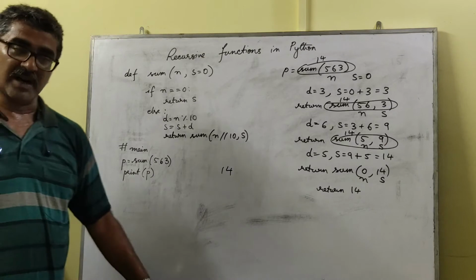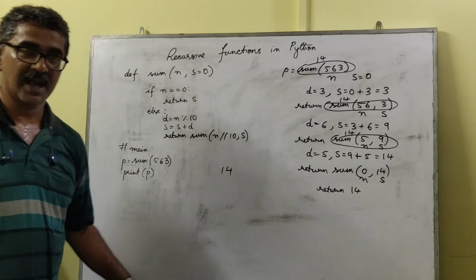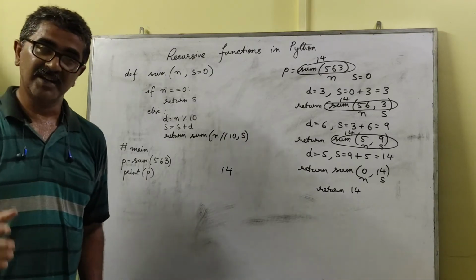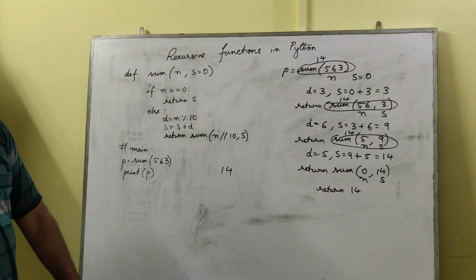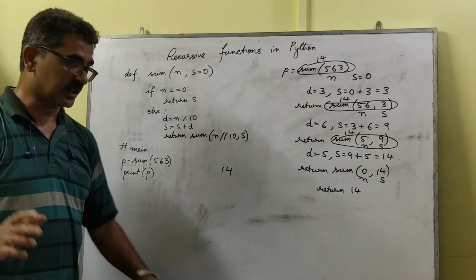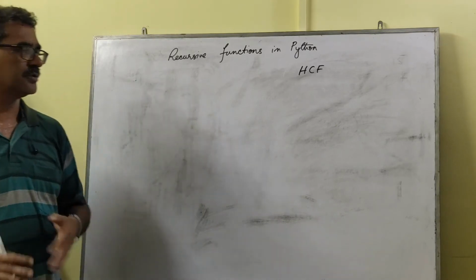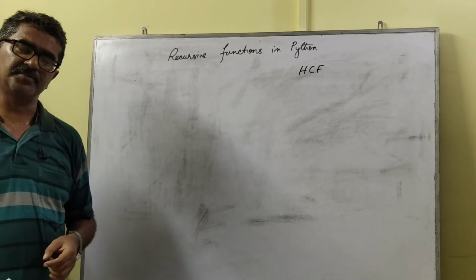Now in the next program, what I'm going to do is find the HCF between two numbers, and I'm going to use the very famous method of Euclid for finding the HCF between two numbers using recursion, obviously. Now, let's try to understand the solution for finding the HCF between two numbers.